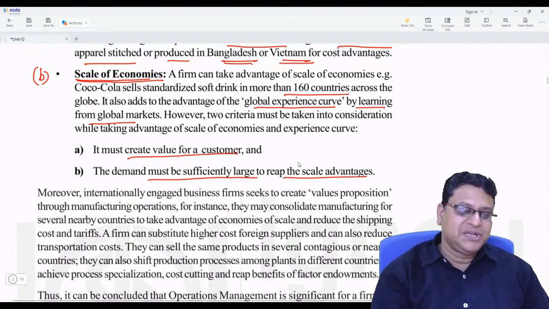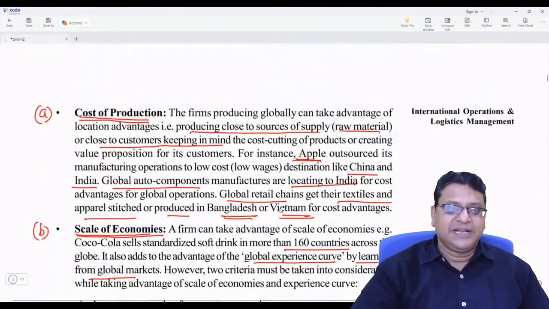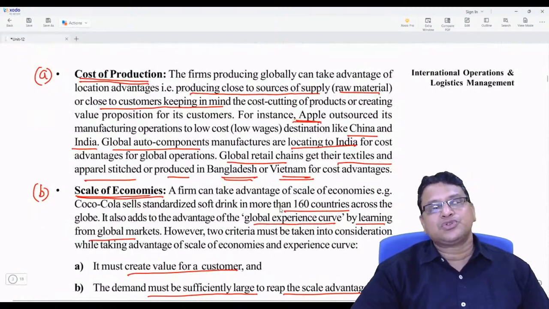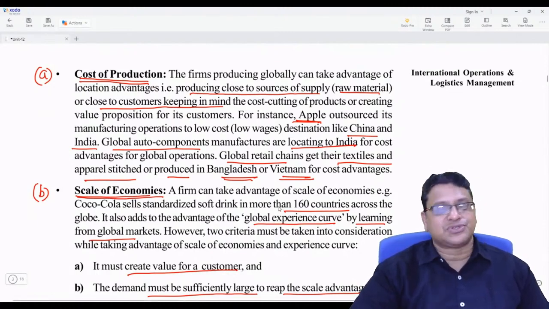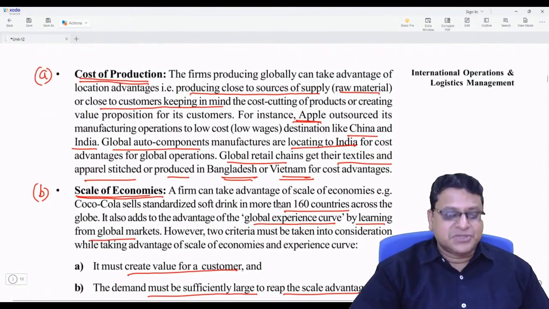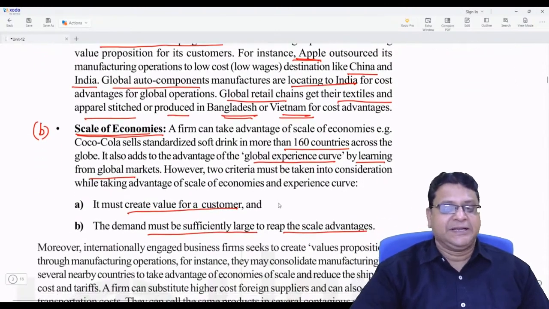So while producing, two things must be considered. First, where to produce: you have to produce in those areas where cost of production will be less. Cost of production will be less if you produce near to supply of raw material, or if you produce near to the customers. Then you have to scale up your production to get the benefit of economies of scale.